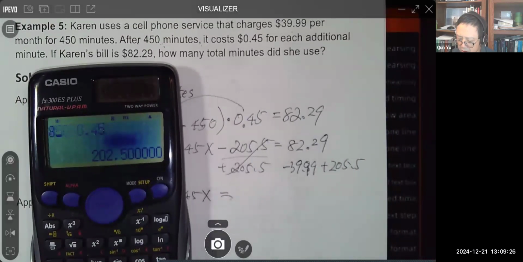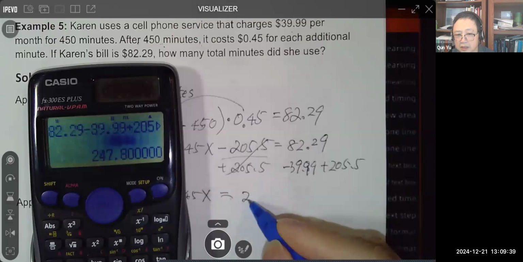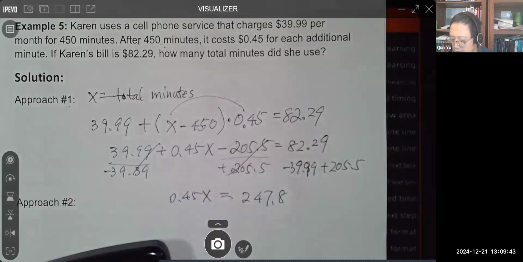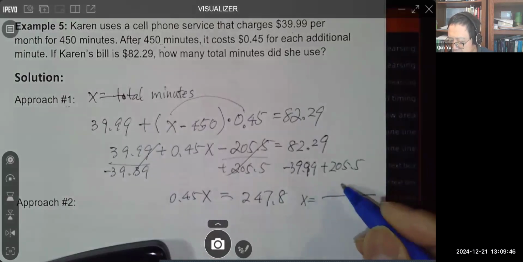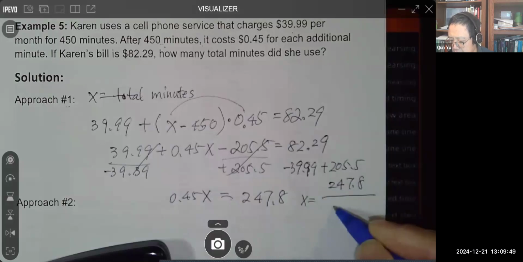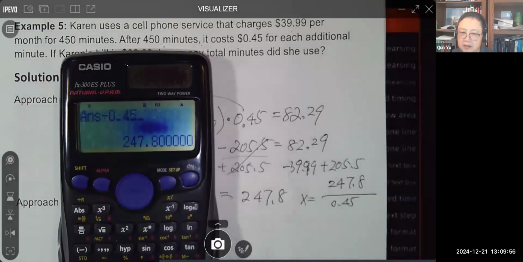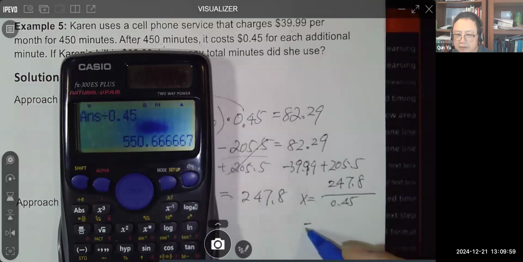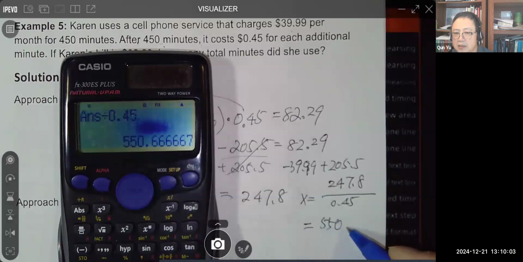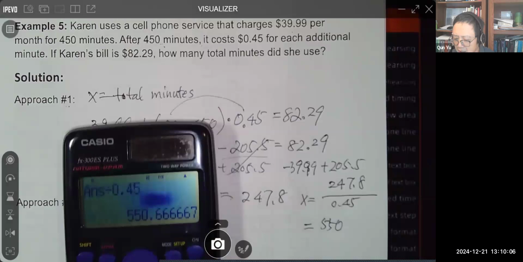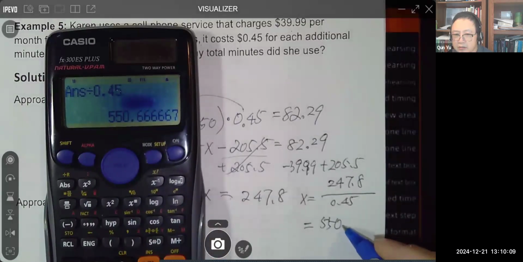So I get 82.29 minus 39.99 plus 202.5 equals 247.8. Now, one last step, we just divide by 0.45, right? I still have this on screen, so I just divide it by 0.45. So totally 550.6. They ask us how many minutes. They didn't mention rounding, so just take 2 decimal digits. Total number of minutes.